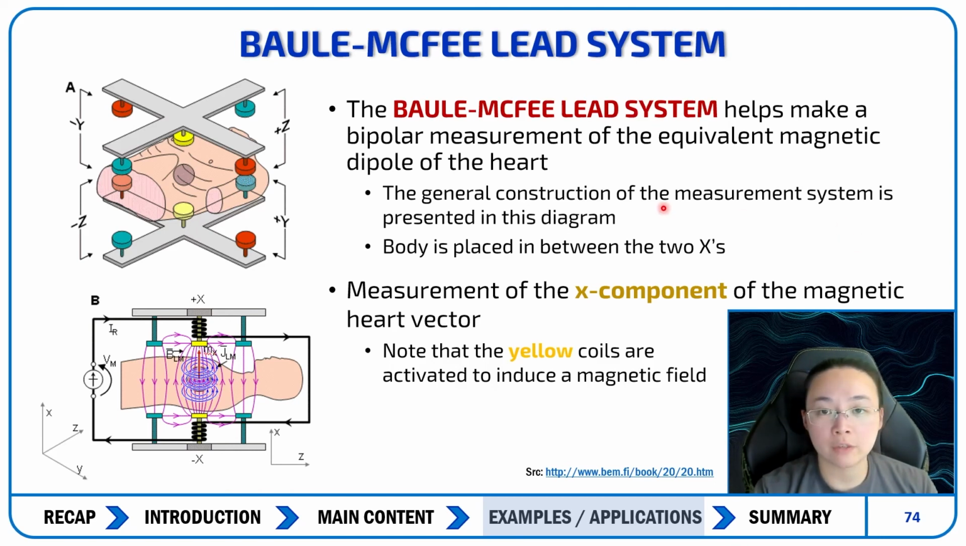So the general construction of the measurement system is presented in this diagram. The body is placed in between these 2 silver X's, and the measurement of the X component of the magnetic heart vector, which is vertical, let's say, is going to be in between the yellow coils. So if I want to measure the X component, I activate these coils to induce a magnetic field, and I take measurements from the leads to see how my body responds to those magnetic fields. And then I get the X component of my magnetic heart vector.